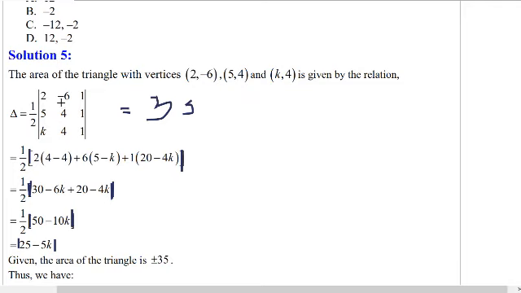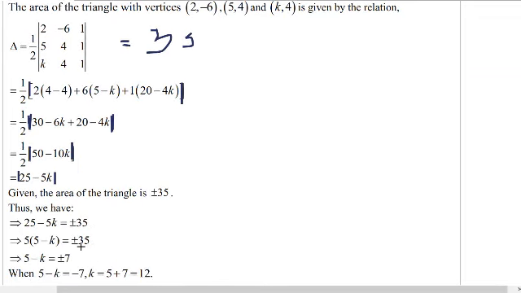So solve it: 2 as it is, change the sign of the 6 and then 1, hide this 2 by column and row, you'll get 4 minus 4, that will be 0, right? Then minus 6 we have written as 6, hide it with column and row, you'll get 5 minus k, done. This one you hide with column and row, you'll get 20 minus 4k. Now this will become 0 and 6 5 is 30, minus 6k plus 20 minus 4k, and then minus 6k minus 4k will be minus 10k, 30 plus 20 is 50, modulus, dividing by 2 it will become 25 minus 5k, which is equal to plus minus 35.